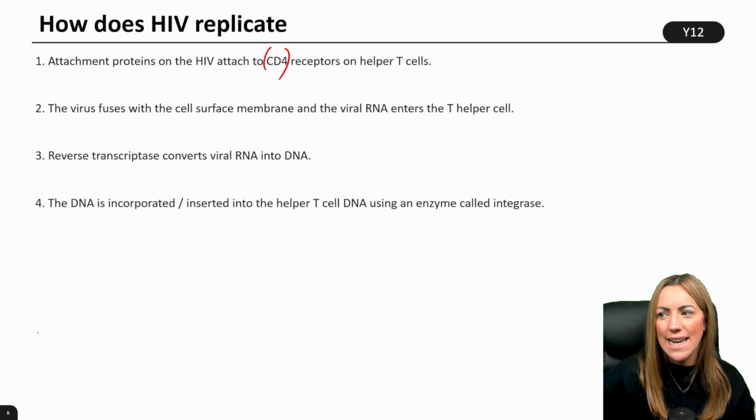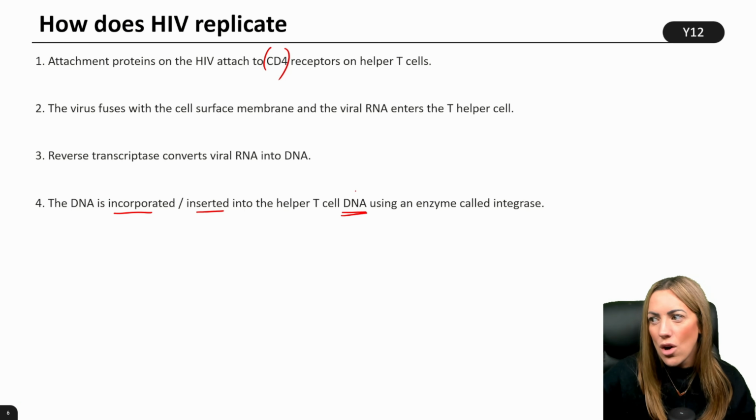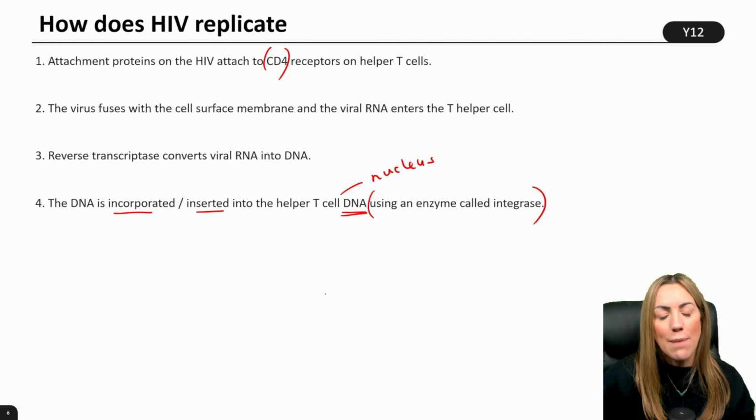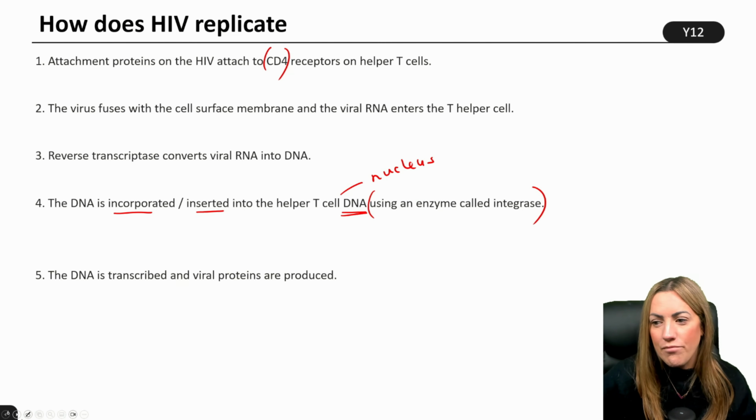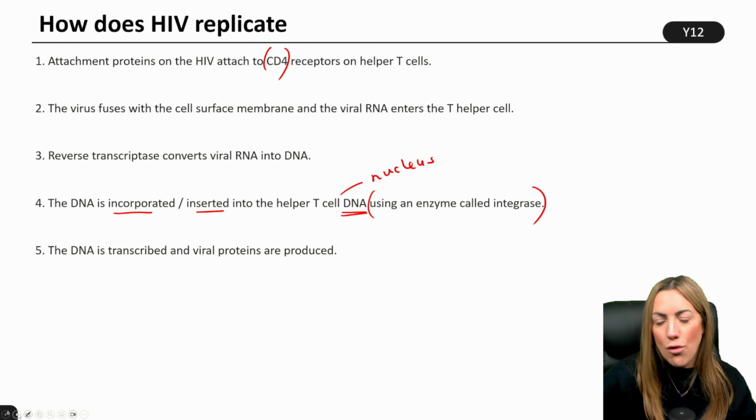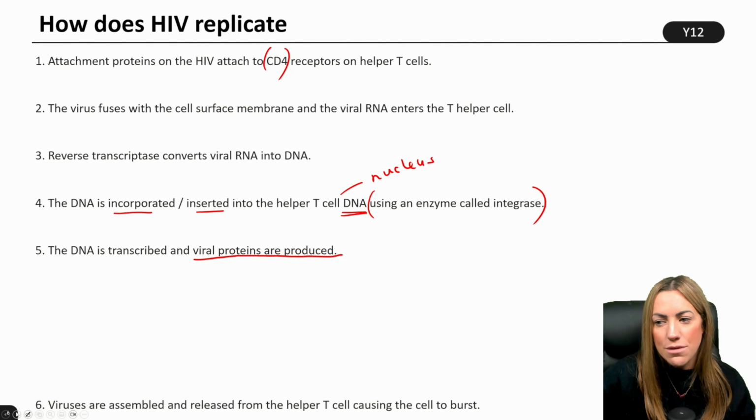And once we've got DNA, it's incorporated or inserted into the helper T cell DNA or into the helper T cell's nucleus. Now that uses an enzyme called integrase, but I'm going to put that into brackets because you don't actually need to know that. The DNA is then transcribed. And the most important thing to say is viral proteins will be produced.